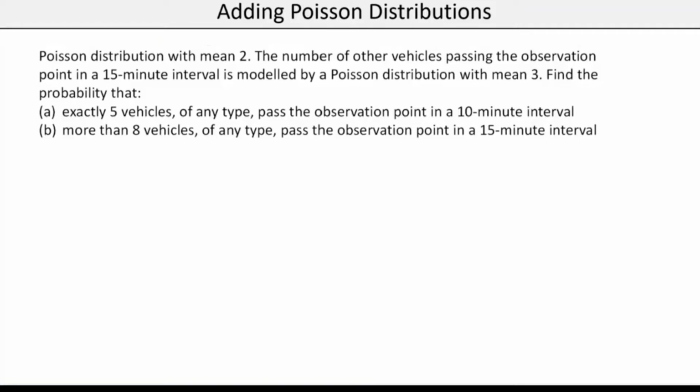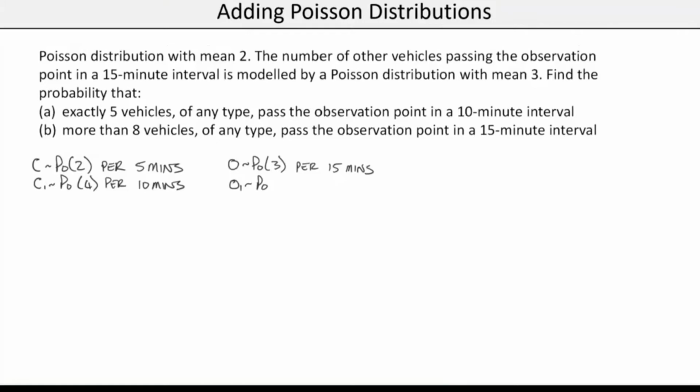Let's start with the cars. So we know that the cars follow a Poisson distribution of 2 and that is for a 5-minute interval. So C1 is going to follow a Poisson of 4 cars per 10-minute interval. Let's move on to the other vehicles. The other vehicles follow a Poisson of 3 per 15 minutes. We can scale that, 2/3, gives us 2 per 10 minutes.